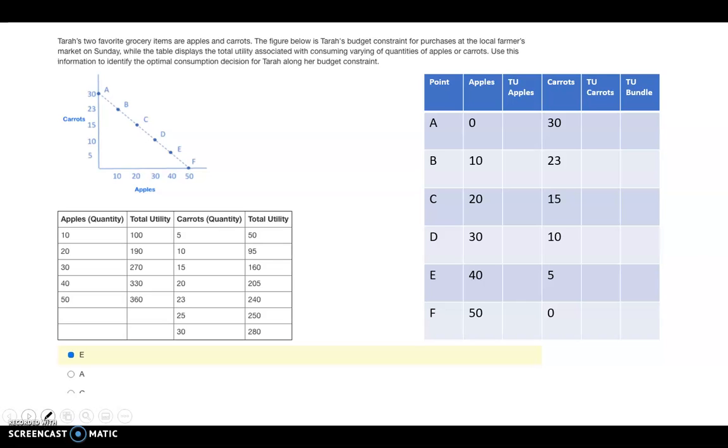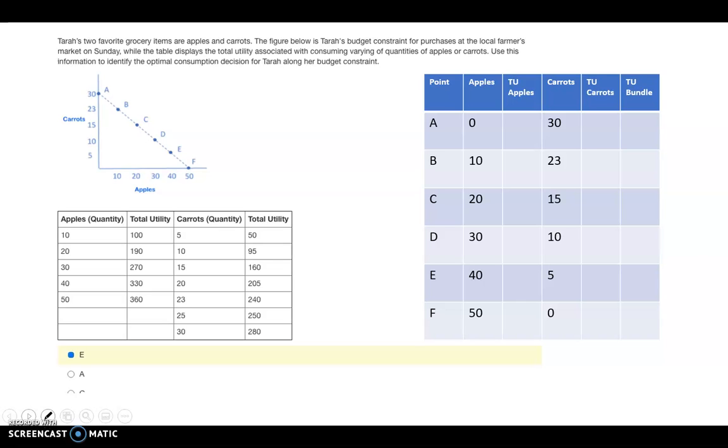What I did here was I looked at point A, at the 30 point. So point A is going to be 0 apples and 30 carrots. And then I went down using the information that they gave me and eyeballed where each point was. So point B was at 10 apples and 23 carrots. Point C was at 20 apples and 15 carrots. Point D seems to be at 30 apples and 10 carrots. Point E seems to be at 40 apples and 5 carrots. And point F is on the axis, so it's 50 apples and 0 carrots.